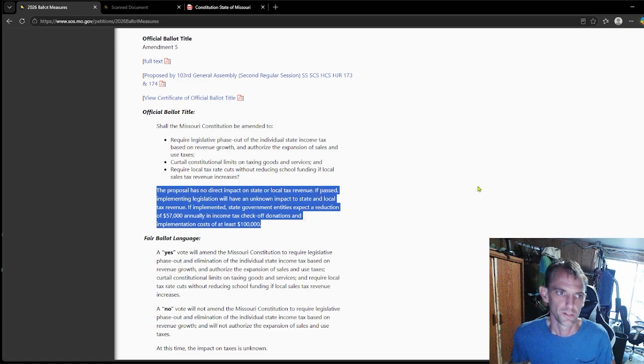The proposal has no direct impact on state or local tax revenue. If passed, implementing legislation will have an unknown impact to state and local tax revenue. If implemented, state government entities expect a reduction of $57,000 annually in income tax checkoff donations and implementation cost of at least $100,000.